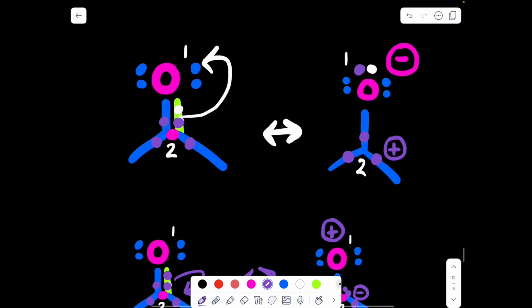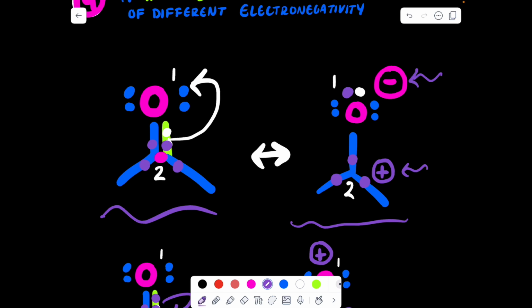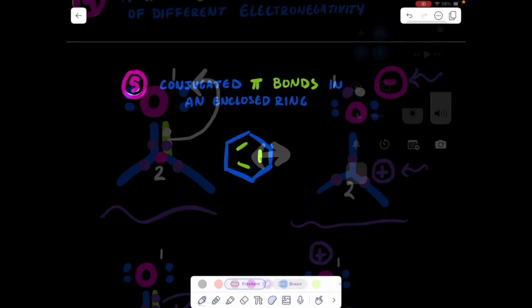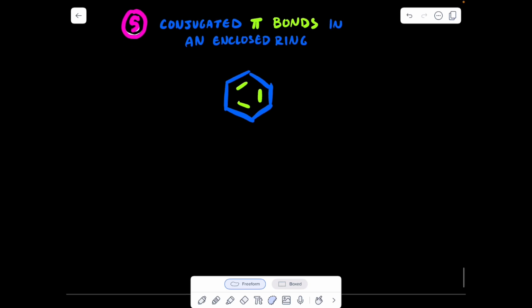And finally, to check our original structure, we can see that the initial structure was neutral, and our final product is also neutral because +1 minus 1 is equal to 0. And this brings me to discussing part 5, which is conjugated pi bonds in an enclosed ring.